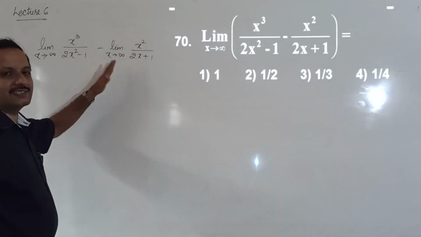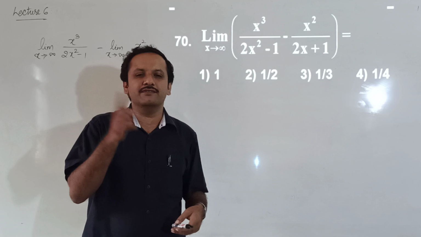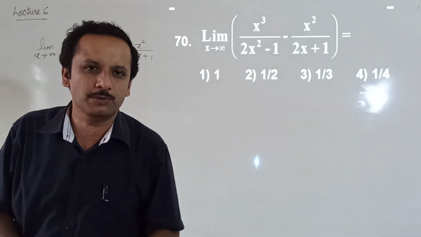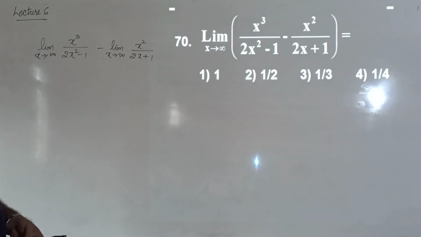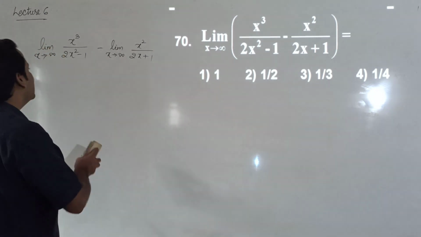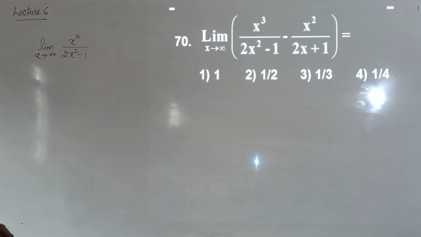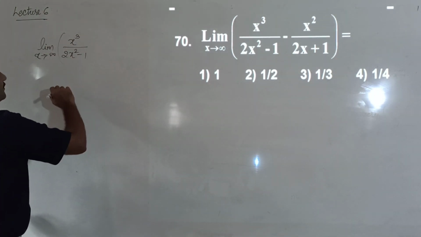Then what will be the final answer? Infinity minus infinity. Don't think that we can cancel infinity and we will get the answer as 0. No, that's not correct. Then marks will be 0. Infinity minus infinity is an indeterminate form. So we cannot solve it in that way. Let us try any other method.